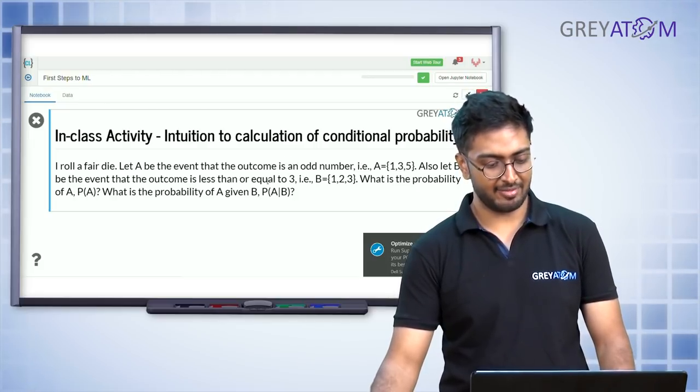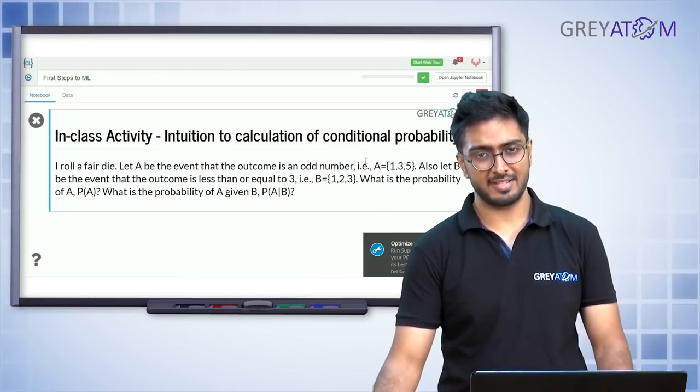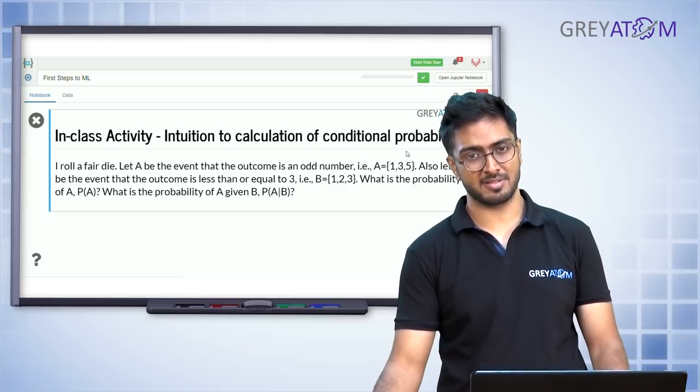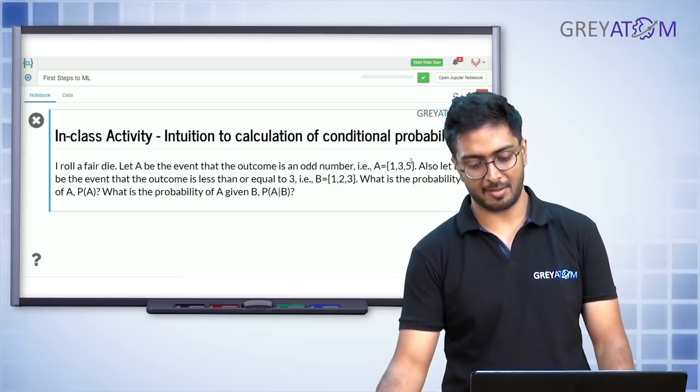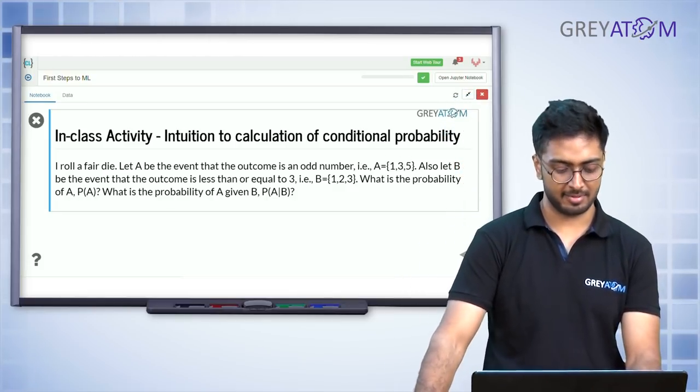So, what is the probability of event A? There are three favorable options out of six possible total options. We are fine with any of these three options, and there are six possible options. So the probability of event A is 1/2.